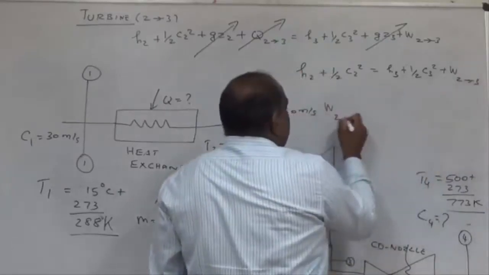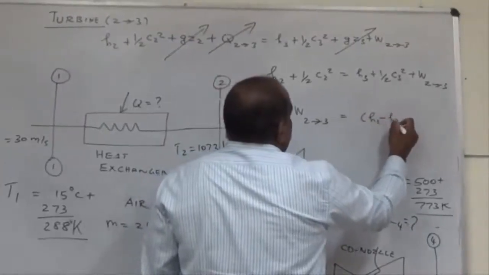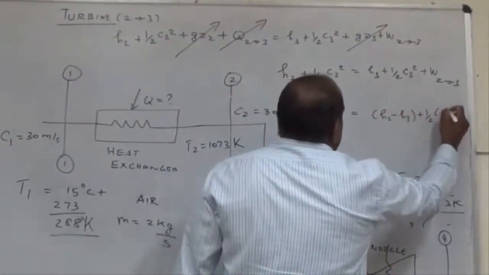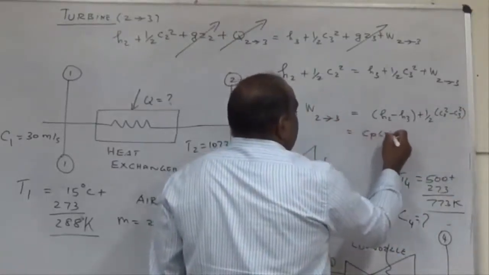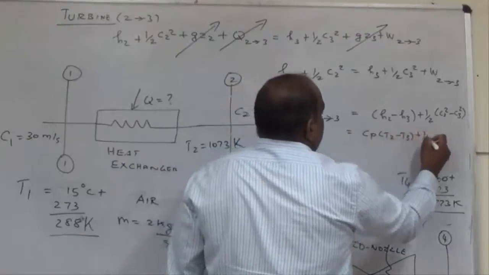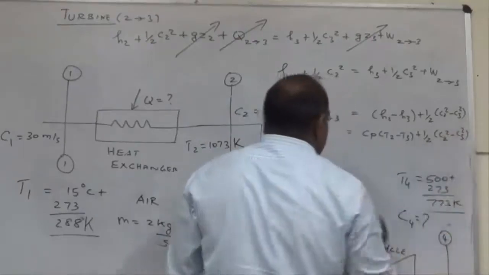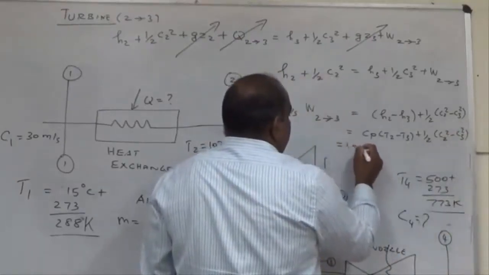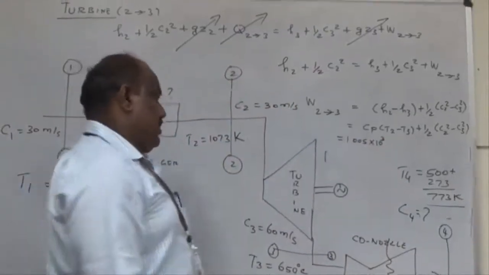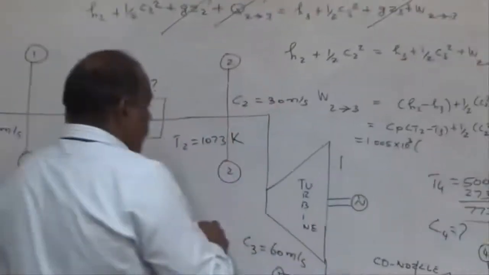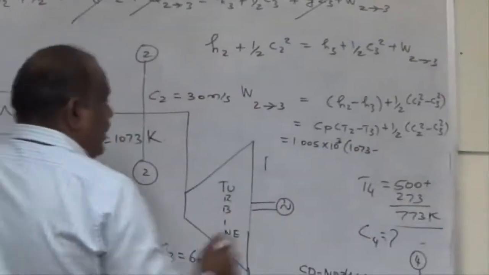From this we want W2-3, which is H2 minus H3 plus half of C2 squared minus C3 squared. H2 minus H3 is Cp into T2 minus T3, plus half of C2 squared minus C3 squared. Cp is 1.005 into 10 power 3; don't forget to multiply by 10 power 3 because we are converting kilojoules into joules. T2 is 1073 and T3 is 903 Kelvin.